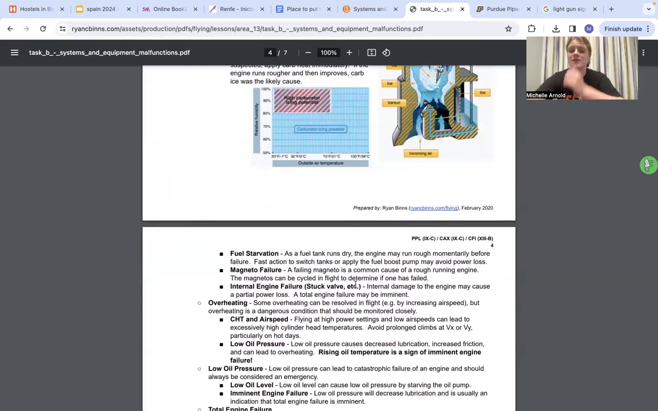A failing magneto is a common cause of rough engine running. The magnetos can be cycled in flight to determine if one has failed.